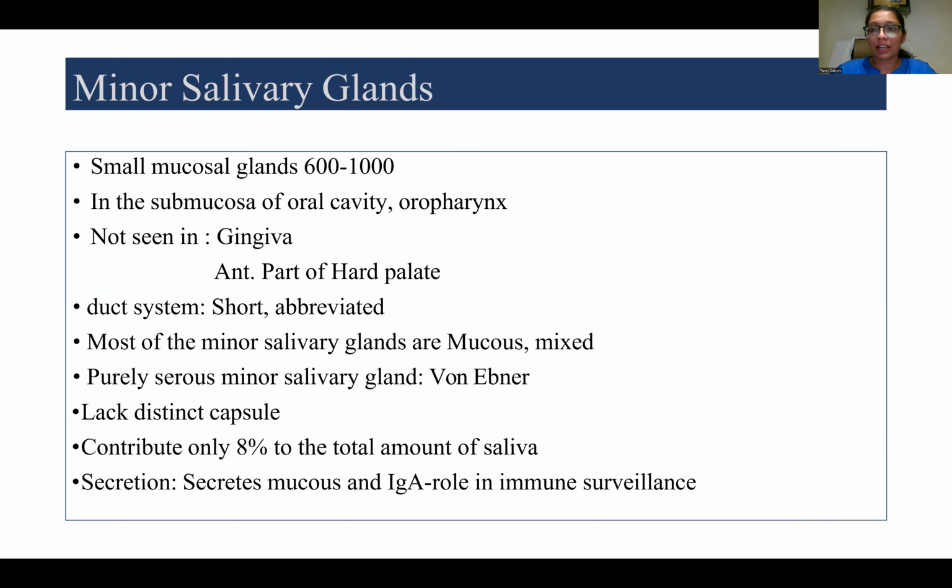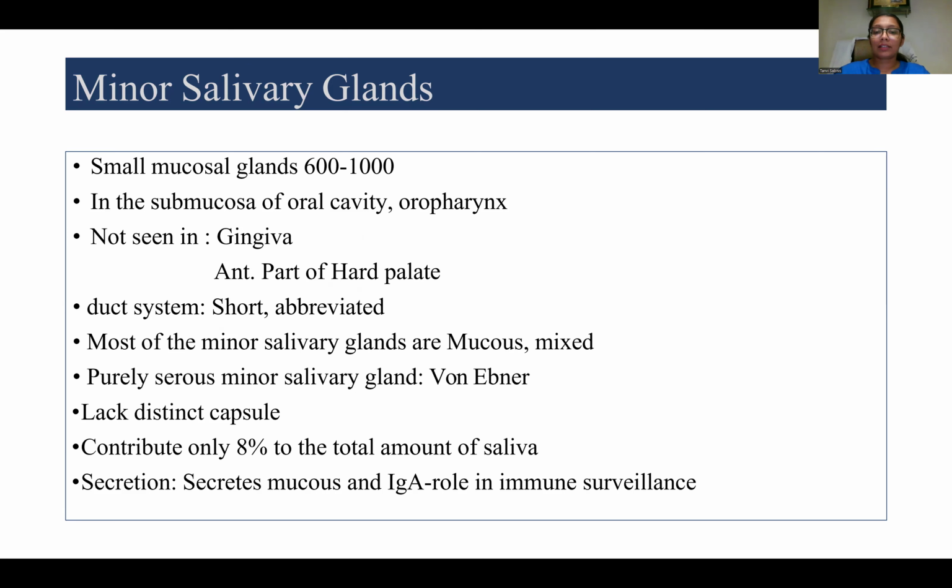Coming to the minor salivary glands, the next type of salivary glands. They are 600 to 1000 in number. They are seen in the submucosa of the oral cavity and oropharynx, and are not seen in the gingiva and the anterior part of the hard palate. The ductal system, when compared to that of the major salivary glands, is very short and abbreviated. That is, it is not as complex as that of the major salivary glands. And these minor salivary glands are mostly mucous or mixed in nature.